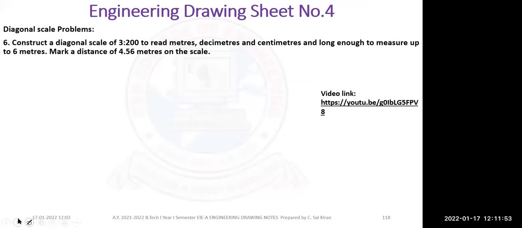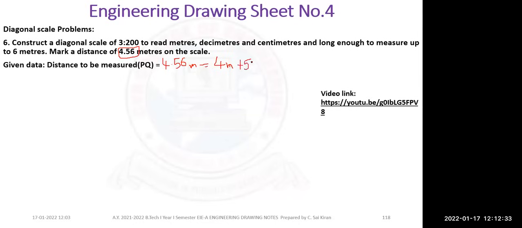Listen, I will ask a few questions and you have to answer me. First question: what is the PQ distance to be measured on the scale? Yes, 4.56 meters. So we have to measure 4.56 meters on the scale. How will we divide 4.56? We divide it as 4 meters plus 5 decimeters plus 6 centimeters.